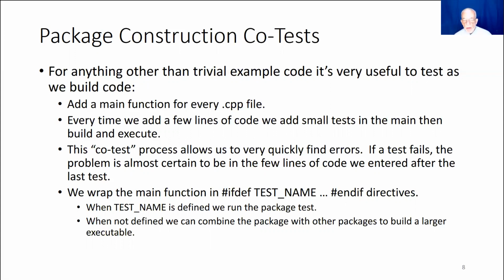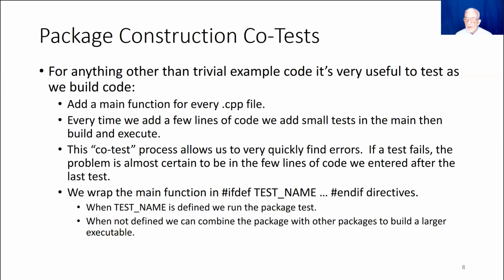So for anything other than really simple example code, it's useful to have a test, and we want to test as we go. We add a main function for every CPP file, and every time we add a few lines of code, we're going to add small tests in that main, build it, and execute it. So that leads to a whole cycle of very small add, build, execute, add, build, execute cycles. And so this process allows us to find errors very quickly.